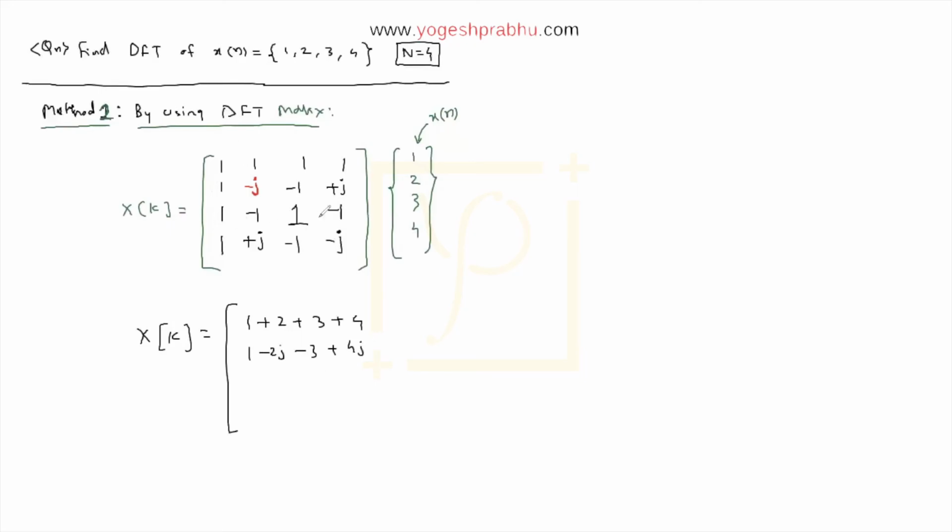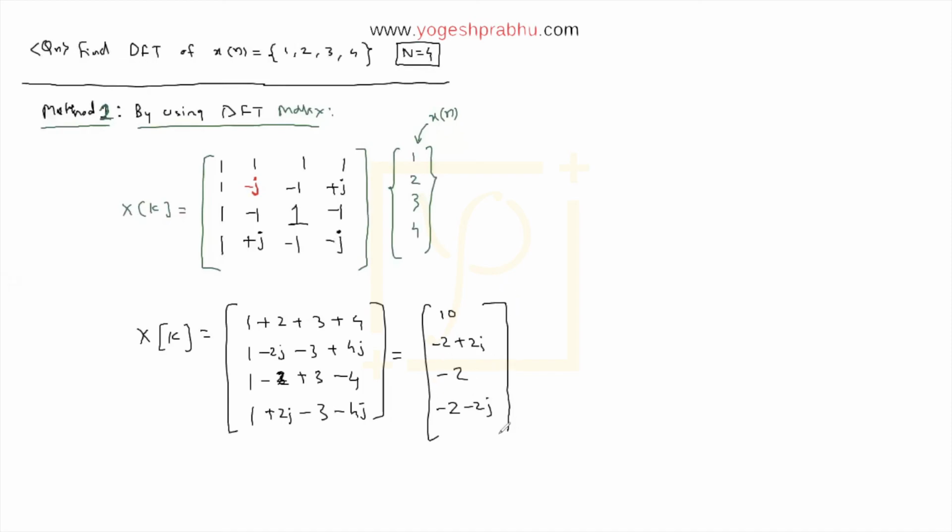Next is the third row with the column. It is 1 minus 2 plus 3 minus 4, and so on. And the last row you multiply with this column. It is 1, and j times 2 is going to be 2j, then minus 3 and minus 4j. So there you go, and let's just simplify these values here. 1 plus 2 plus 3 plus 4 is going to be 10. Then 1 minus 3 is minus 2. Just deal with real and add imaginary with imaginary, so it is plus 2j. Then 1 minus 2 plus 3 minus 4 is minus 2, and it is minus 2 minus 2j.